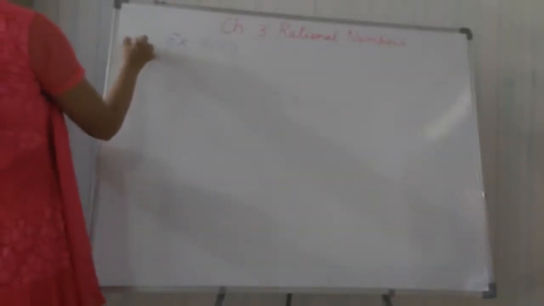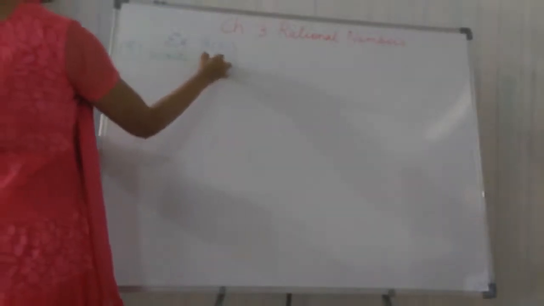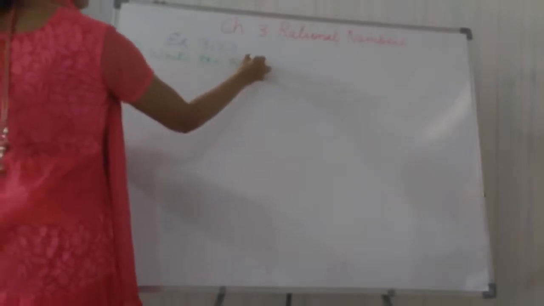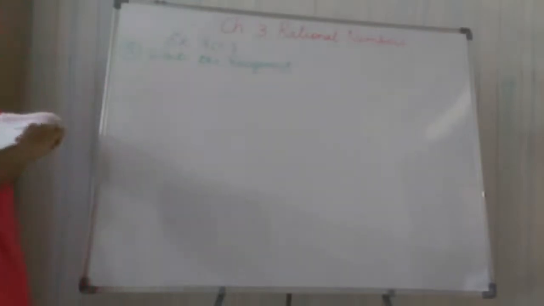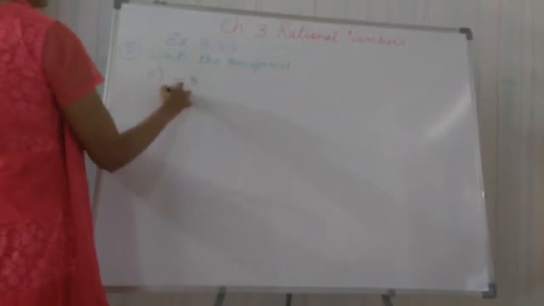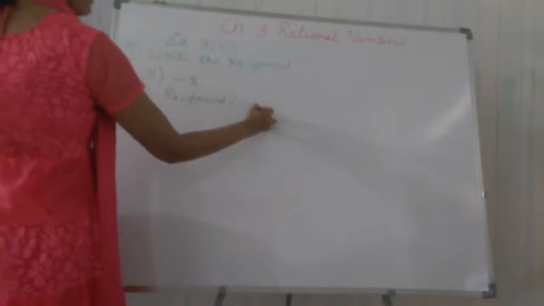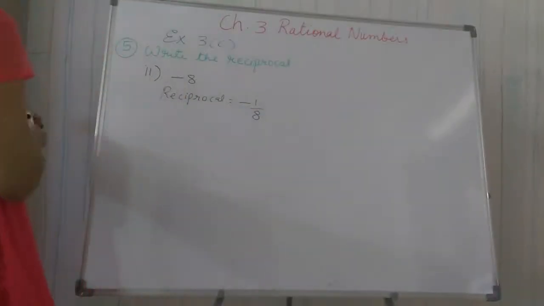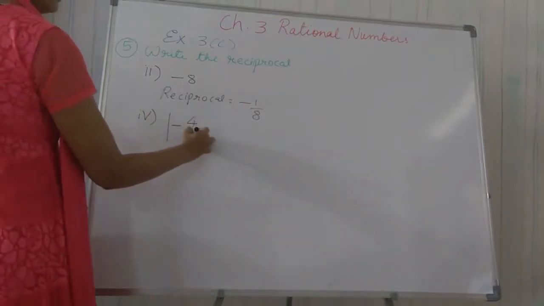Write the reciprocal of. As I explained to you how to write the reciprocal, I will show you now here. Students, I am taking here first number 2. This is minus 8 and its reciprocal is minus 1 by 8. Then we take number 4, that is minus 4 by 5.